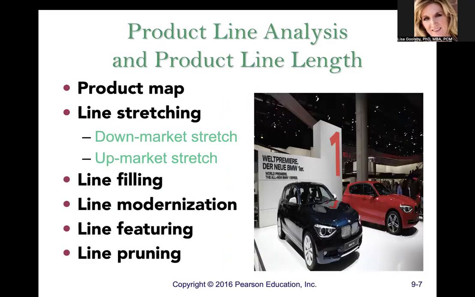When we look at that product line analysis, oftentimes companies will put together that product map and look at how they can stretch the product line. They could do a down market stretch and make products more affordable for different types of consumers, or they can do an up market stretch and have luxury products for a different type of consumer. All along the way, they could fill that total line.